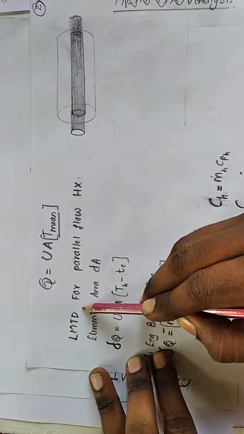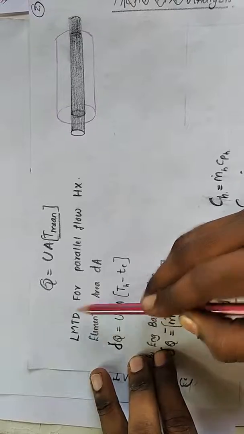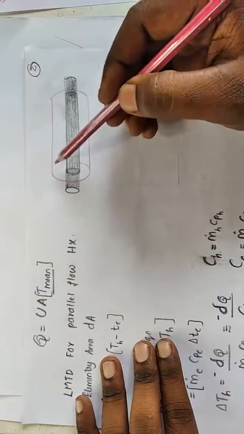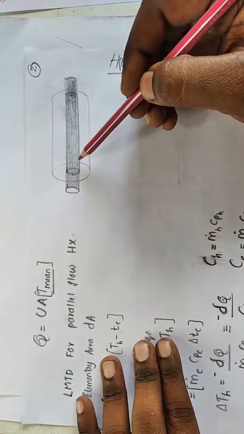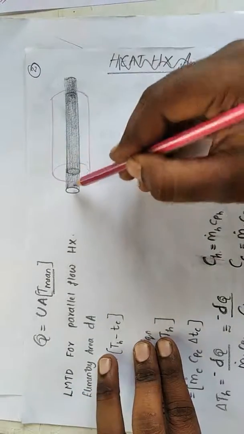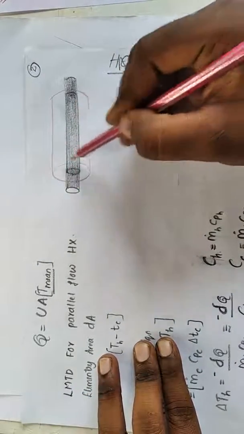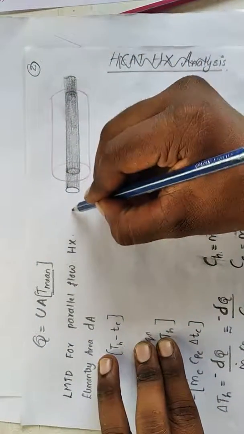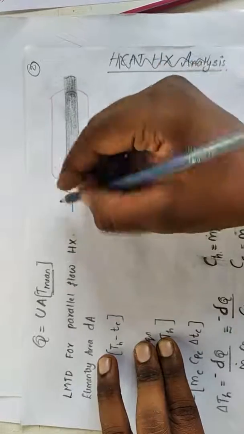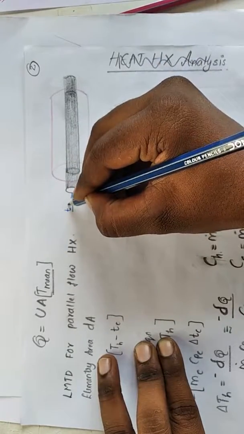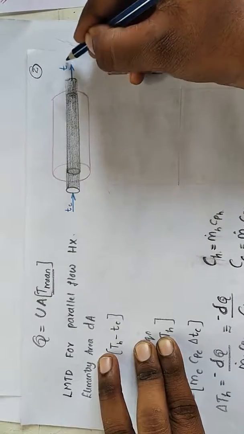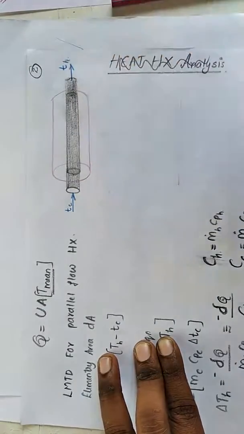Consider a parallel flow heat exchanger. Here I am taking a simple shell and tube heat exchanger. This is a tube and it is enclosed in a shell. Here we can see this is the inlet side for the cold fluid, TC. Here this is the outlet side for the hot fluid, TH.